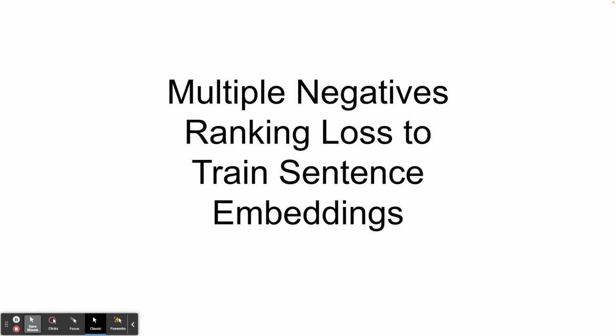This is a quick explanation of the multiple negatives ranking loss that can be used to train sentence embeddings from only positive pairs of texts. Sentence embeddings are typically used for similarity tasks, with one common use case being semantic search. Semantic search allows for searching based on meaning and not on lexical overlap.